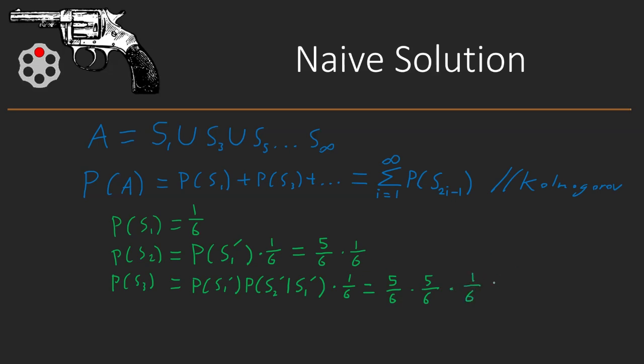And now we start to see a pattern, right? This is 5 in 6 times 5 in 6. That's 5 in 6 squared. And this is just 1 in 6. And at this point, I think we're ready to generalize.